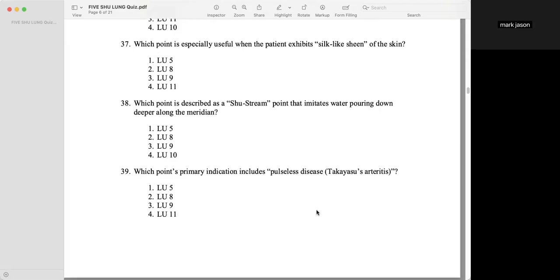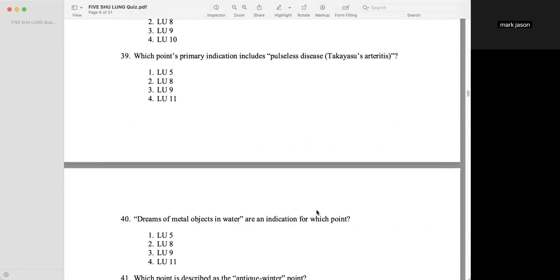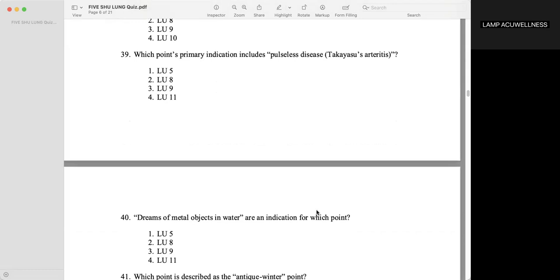Lung 11. Which point is described as a Shu-Stream point that imitates water pouring down deeper along the meridian? Lung 9. Which point's primary indication includes pulseless disease or Takayasu's arteritis? Lung 8.